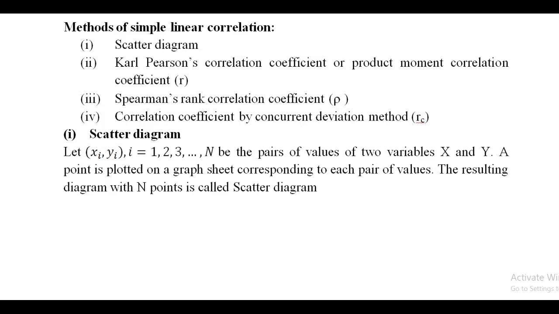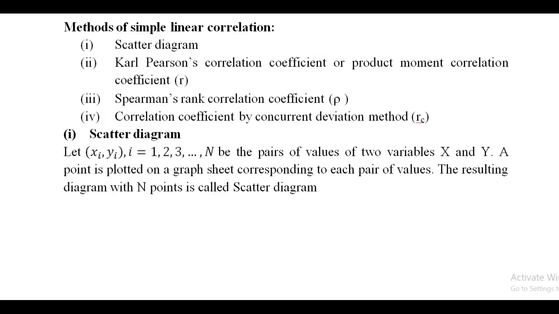First one is scatter diagram. Second one, Karl Pearson's coefficient of correlation or product moment correlation coefficient. Third one is Spearman's rank correlation coefficient. And fourth one is correlation coefficient by concurrent deviation method. So we will see one by one. First one, scatter diagram. In this we are plotting all the sets of values, that is, each and every pair in a graph sheet.